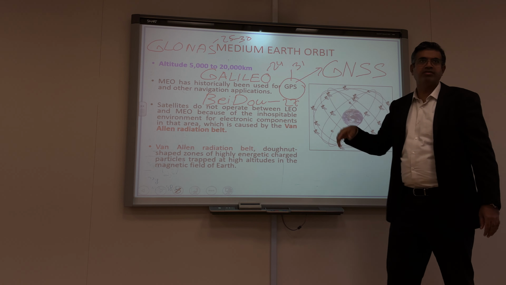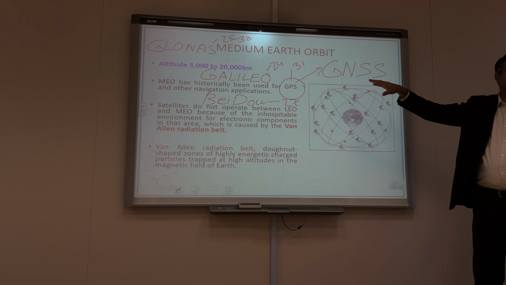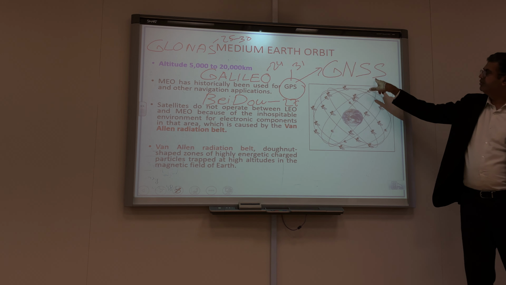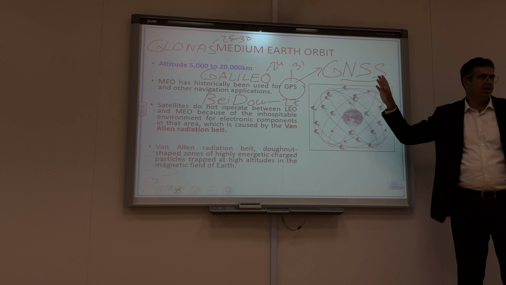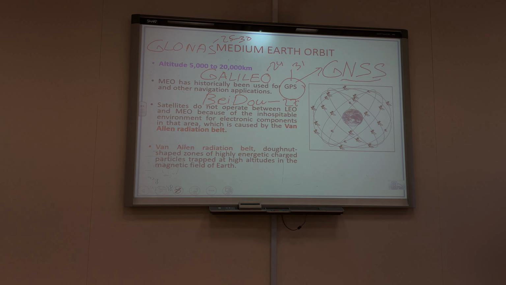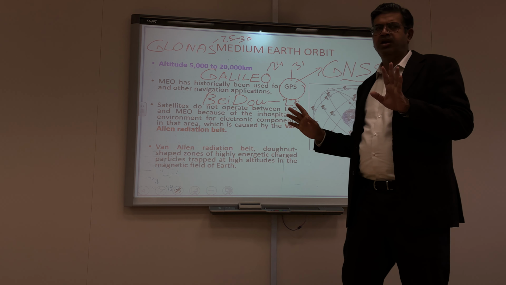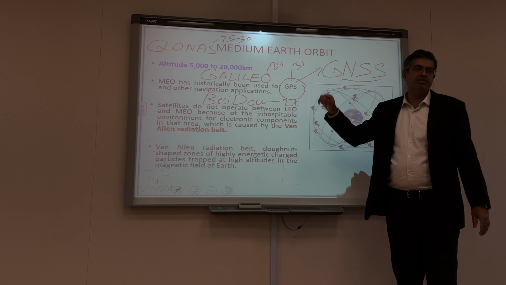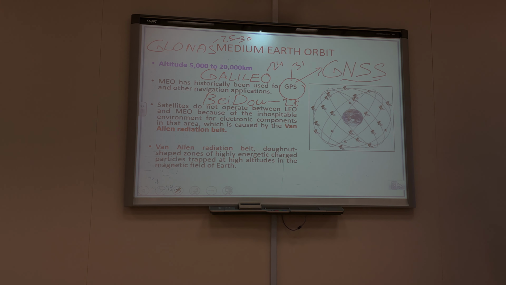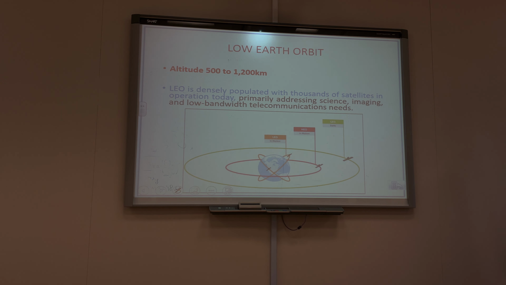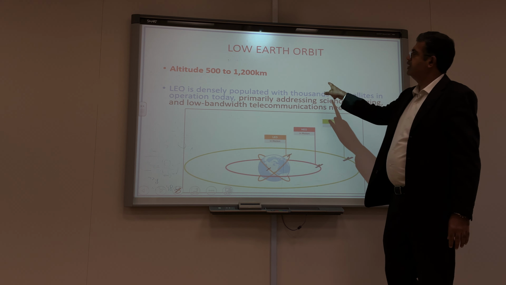Now all of these global navigation satellites are placed in the medium Earth orbit. So the medium Earth orbit is specifically reserved for the navigation satellites. Normally no other satellites are placed in the medium Earth orbit. It's only the navigation satellites. Okay. Then you have the third orbit, which is the low Earth orbit.